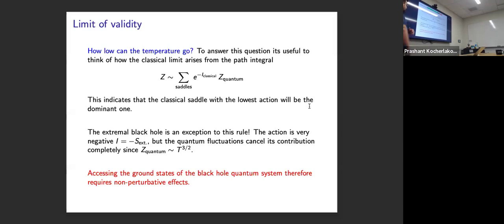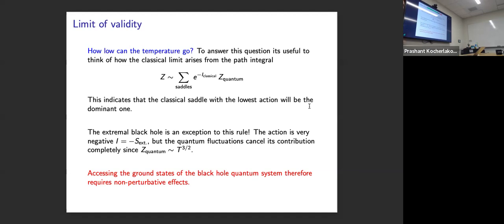Now, the black hole is an exception to this rule because the action is indeed very negative, so the action is this extremal entropy, but the quantum fluctuations cancel completely its contribution because the quantum correction, this logarithmic in temperature term that I showed earlier, in terms of the partition function translates to a power of T to the 3/2. So this is a saddle with a very large and negative action, but where the quantum corrections completely cancel its contribution at extremality.